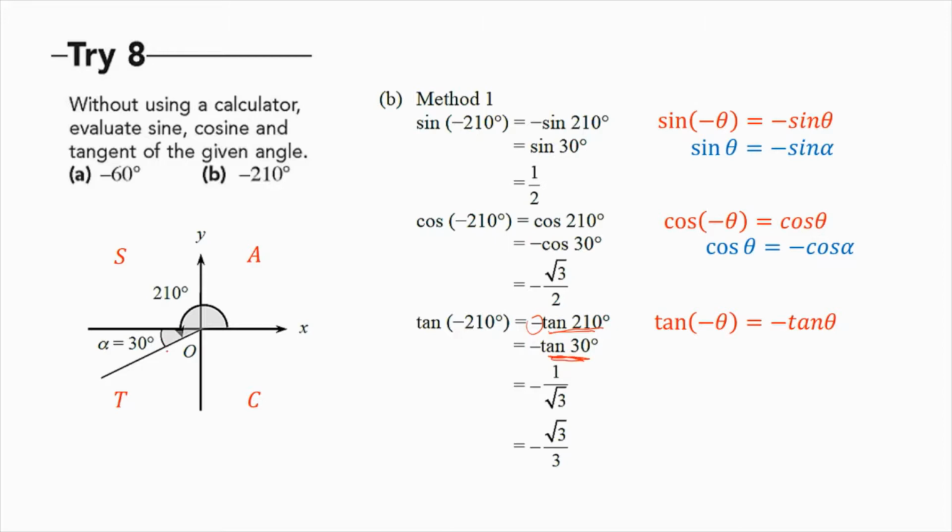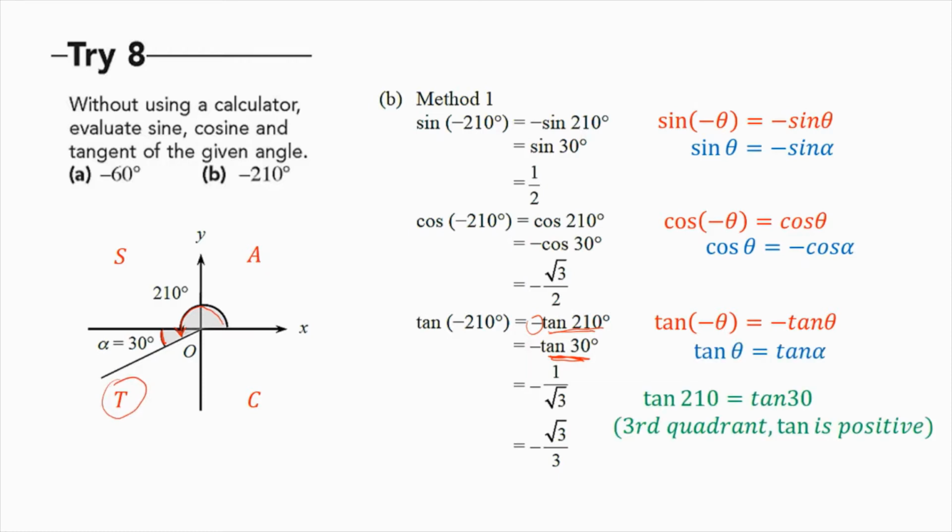If we look at the diagram here, tangent 210 means anti-clockwise direction, that's why it's a positive angle. Then the reference angle is 30 degrees, which lies in this third quadrant whereby tangent will remain positive. So tangent 210 degrees equals tangent 30 degrees. Okay, and then you just need to substitute your answer accordingly.